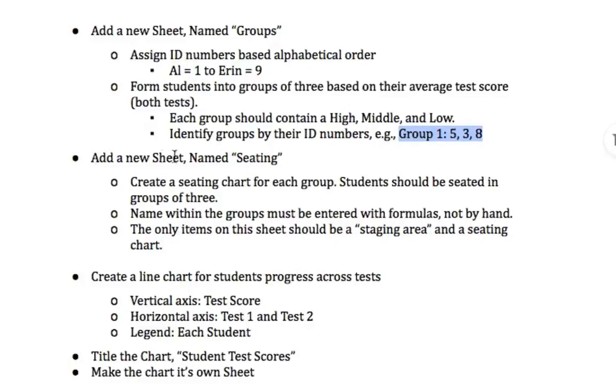Then add a whole other sheet, name it Seating. And I want you to create a seating chart based on the groups you assigned in the tab before. Okay, be careful, you can't enter this by hand. I want the names in the seating chart, the names themselves, to be done by the VLOOKUP, by the formula. And so the only items on this sheet should be a staging area and then a seating chart.